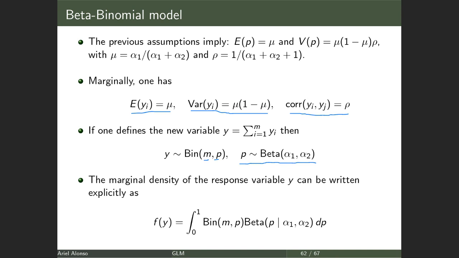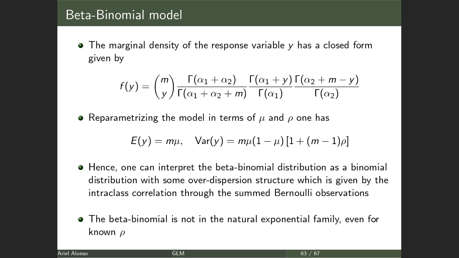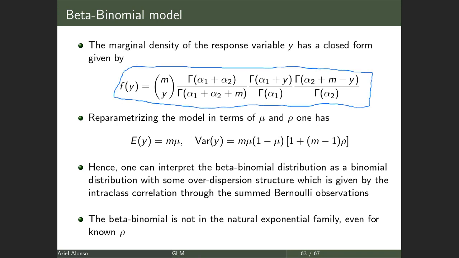So what you have is this variable that conditional on P is binomial, but P itself is a random variable with a beta distribution. What is the marginal distribution of y? Then you need to integrate this binomial with respect to the beta for the P, and then you get the marginal distribution for the y. So it's not binomial, it's beta binomial. So the marginal density corresponds to a variable y that has this specific form, and this is just the so-called beta binomial distribution.